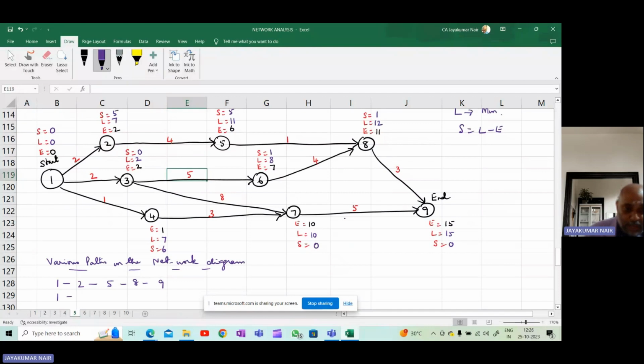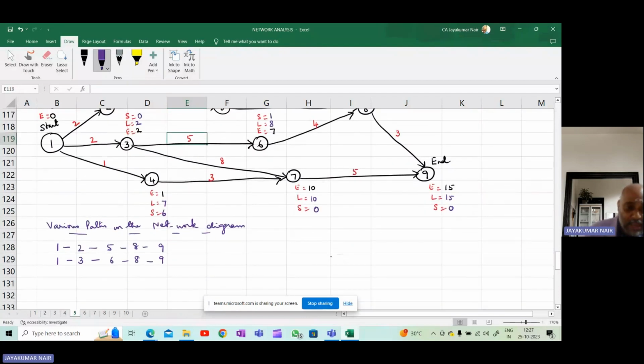The other route is 1 to 3, 3 to 6, 6 to 8, 8 to 9. Next one could be 1 to 3, 3 to 7, and 7 to 9. The next one is 1 to 4, 4 to 7, 7 to 9. So there are 4 routes, or 4 paths on this network diagram.